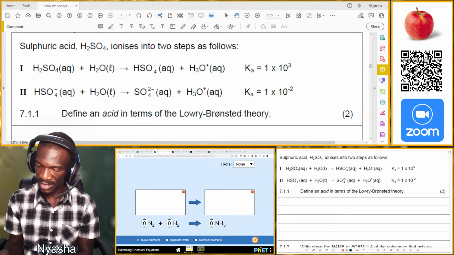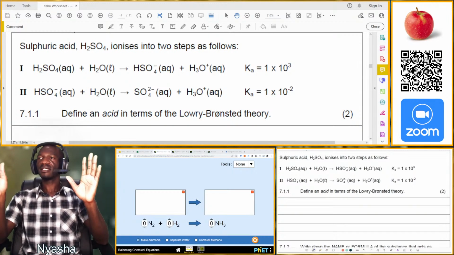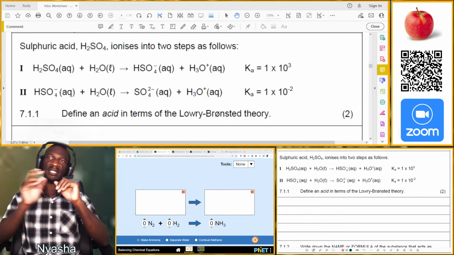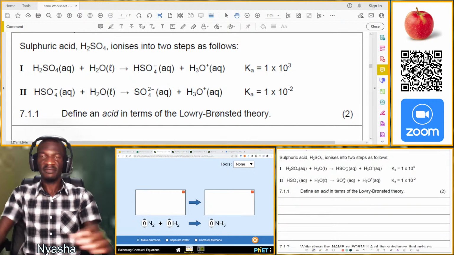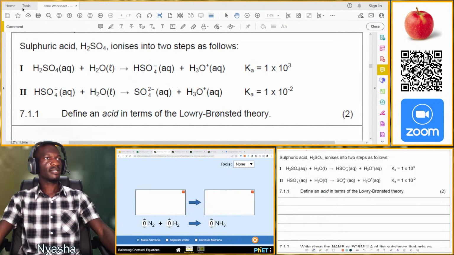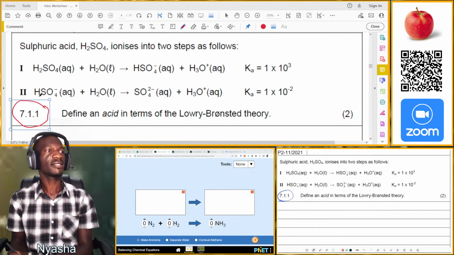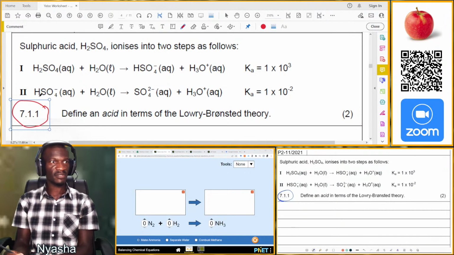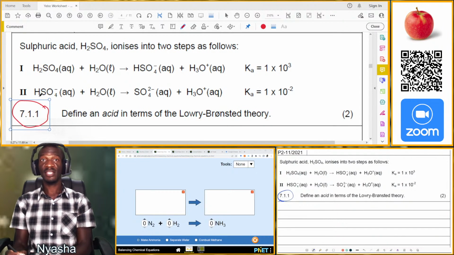So the first question reads as follows. If you have a question on the basic processes of balancing the chemical reactions and so forth, that is your chance for us to discuss. So the very first question that we will look at reads as follows. Question 7.1.1. That's our first one. It says, define an acid in terms of the Lowry-Bronsted theory.